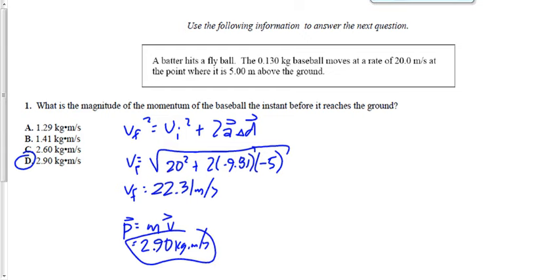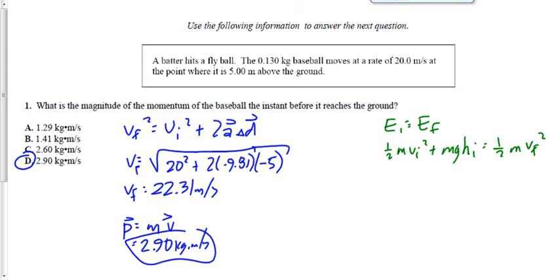Is that good? Anybody do this to find vf? Anybody say Ei equals Ef? Anybody do that? Actually, it's not mgh equals 1 half mv squared. It's 1 half mv squared plus mgh, because there's kinetic and potential to start off, equals 1 half mv squared. Yeah? That makes sense? That would get us vf as well.